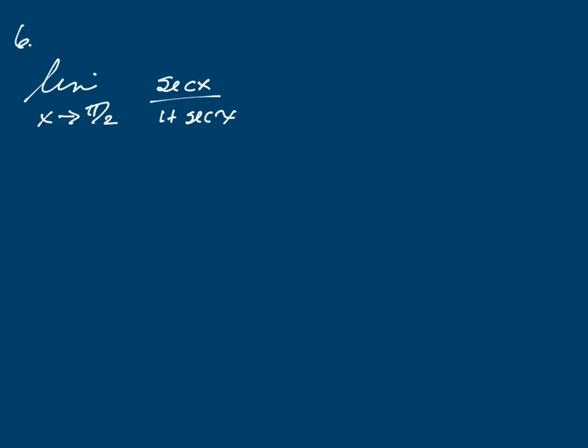Okay, number 6 says the limit as x goes to pi/2 of secant x. So secant x is 1 over cosine, and the cosine of pi/2 equals 0. So you'd end up with a 1 over 0. Well, you really almost get undefined over undefined, right? Because cosine would be 1 over 0 and 1 plus 1 over 0.